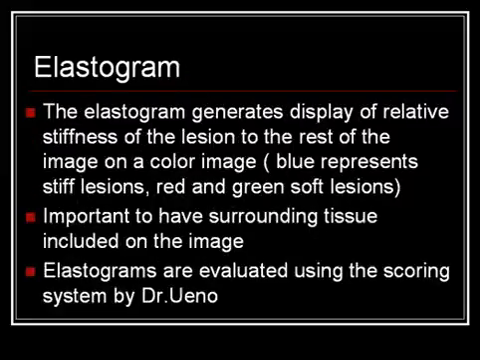The elastogram generates a display of the relative stiffness of the lesion to the rest of the image on a color image. The main colors that you will be seeing are blue, red, and green. Blue will represent stiff lesions, red and green represent soft lesions. It is important to have the surrounding tissue included in the image, and we will be using a scoring system which was developed by Dr. Ueno from Japan.